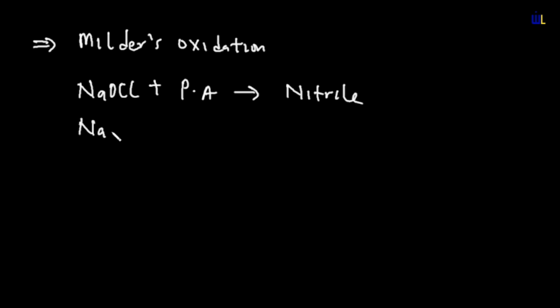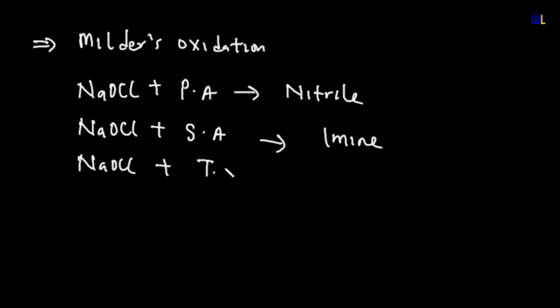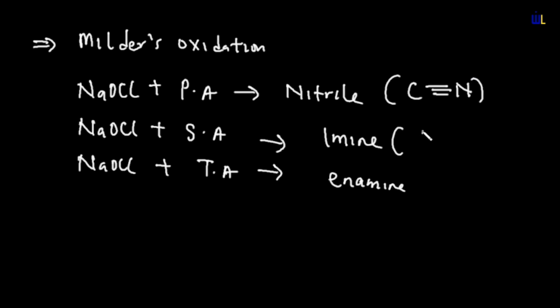If, for instance, the reagent sodium hypochlorite is reacting with a secondary amine, the product of that reaction is an imine. And if, for instance, sodium hypochlorite is used to react with a tertiary amine, the product of that reaction is an enamine. I've explained these things. A nitrile is basically formed when carbon has a triple bond with nitrogen. So this is the nitrile. An imine is when carbon has a double bond with nitrogen. And an enamine is when nitrogen is attached by a single bond to carbon atoms that possess a double bond between them. So you have this.